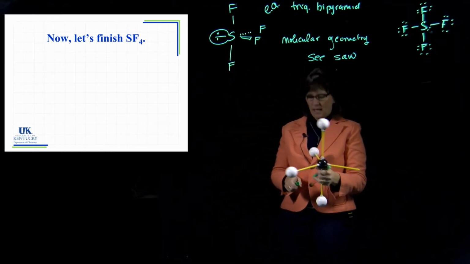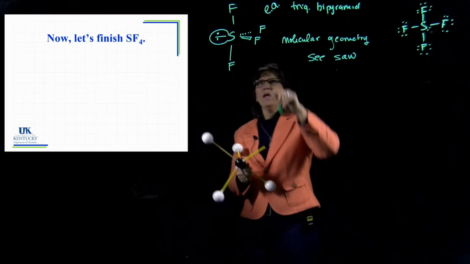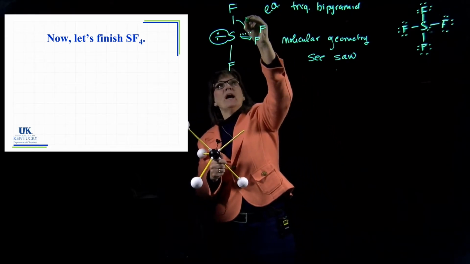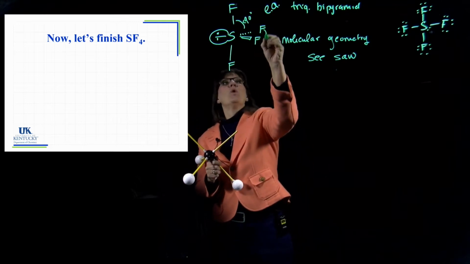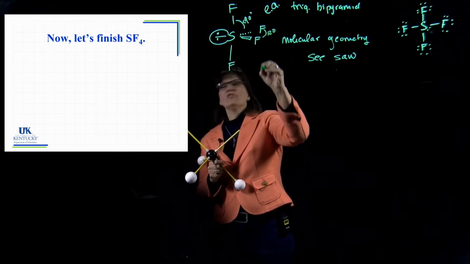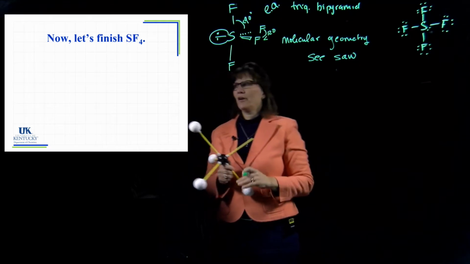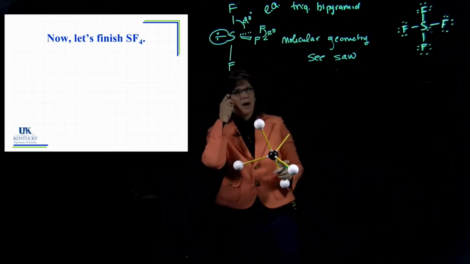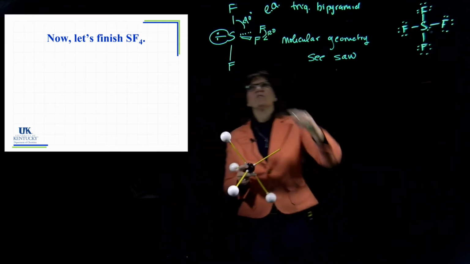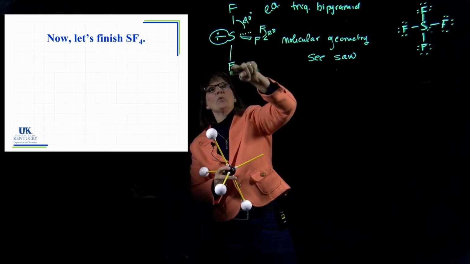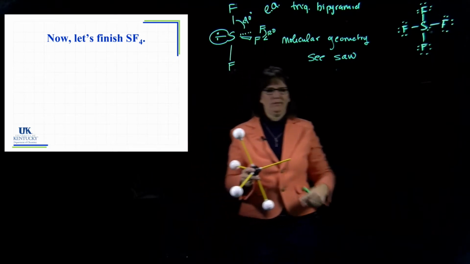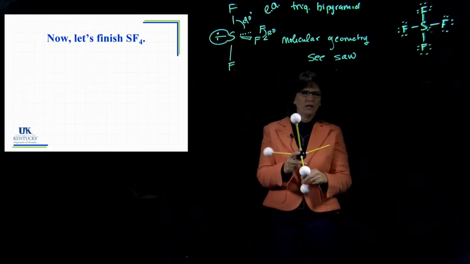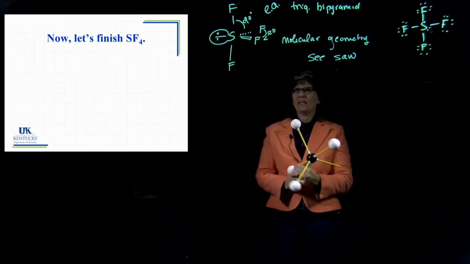Let's think about bond angles, all right? This was 90 degrees. So now it's less than 90 degrees. This was 120 degrees. So now it's less than 120 degrees. So when we describe the bond angles, that's what we have. And then we've got this angle from all the way up here. It was 180. Now it's going to be less than 180. Okay, everything gets distorted a little bit, but that is the seesaw.